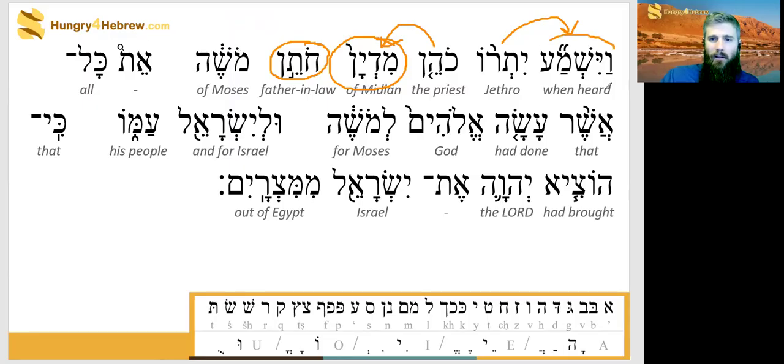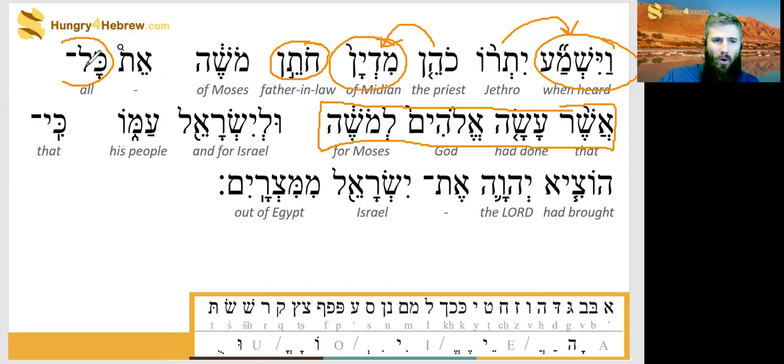And what did he hear? What did Jethro hear? Et kol asher. Et is the direct object marker, so here's the direct object. Kol asher. But asher starts a relative clause. So what is it that Jethro heard? He heard all that God had done for Moses. Ul'Israel amo, so that's actually a continuation: and for Israel, his people. O is his, am is people.